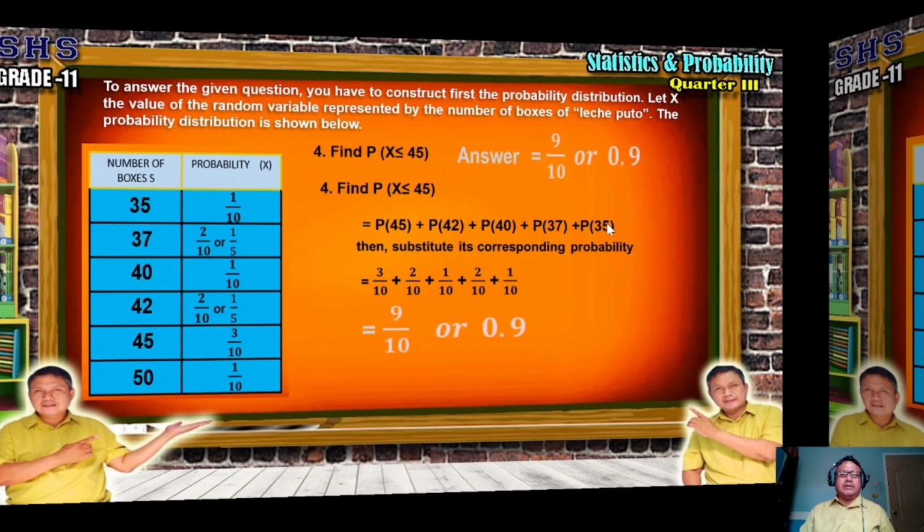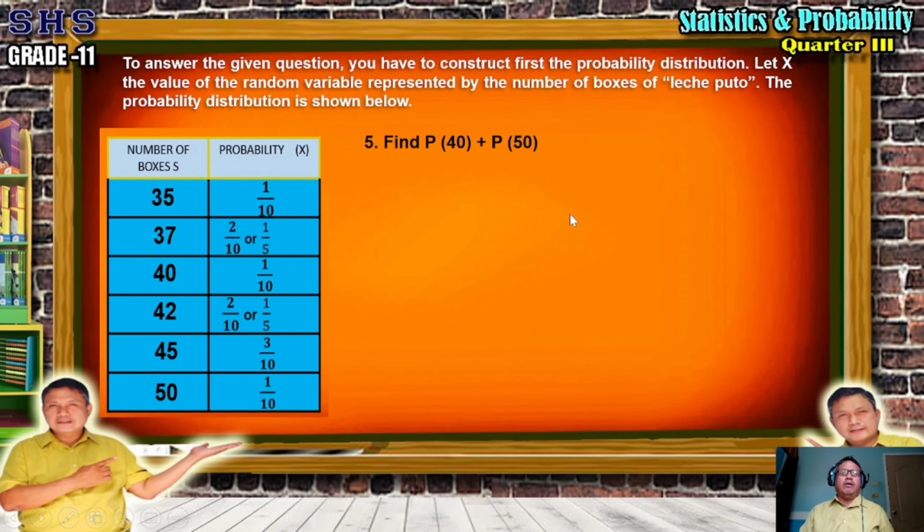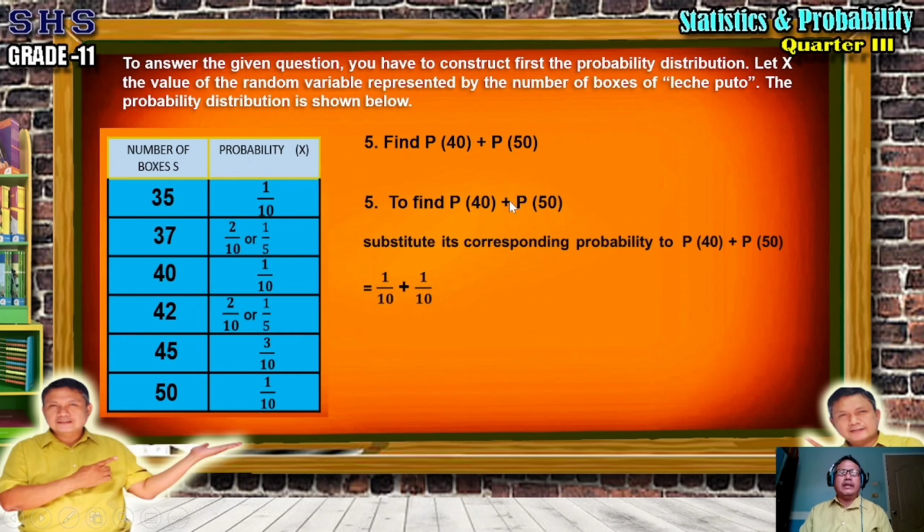Okay, let us move to example number 5. Find P of 40 and P of 50. So again, let us find the probability of 40 and the probability of 50. By looking at the table, the probability of 40 is 1/10, and the probability of 50 is 1/10. Combine the two. So isa-substitute natin para makuha natin ang sum. 1/10 plus 1/10. Therefore, we have 2/10 or 1/5, or in decimal, 0.2. So the final answer is 1/5 or 0.2.